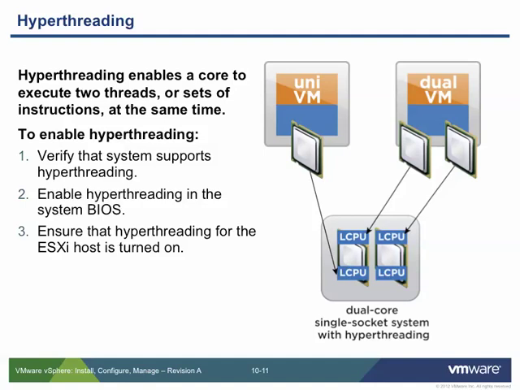Nonetheless, each hyperthreaded core would show up as two logical CPUs. And in this example, we have a dual core single socket, so a single physical processor with dual cores on it, and those dual cores are hyperthreaded, so that shows up as four logical CPUs. Now, VMware understands that two threads cannot actually be processed at the exact same time.